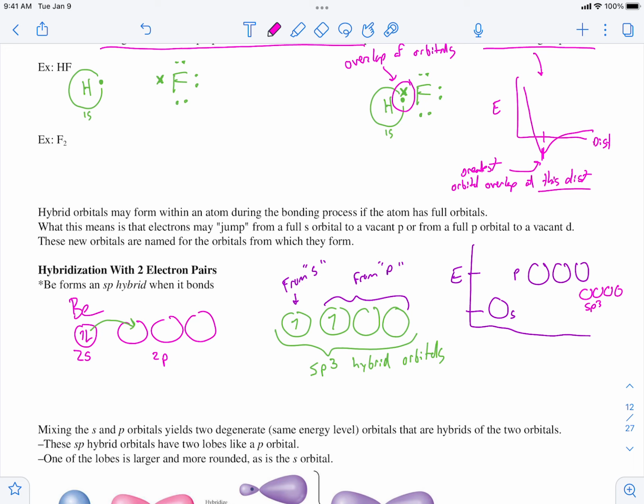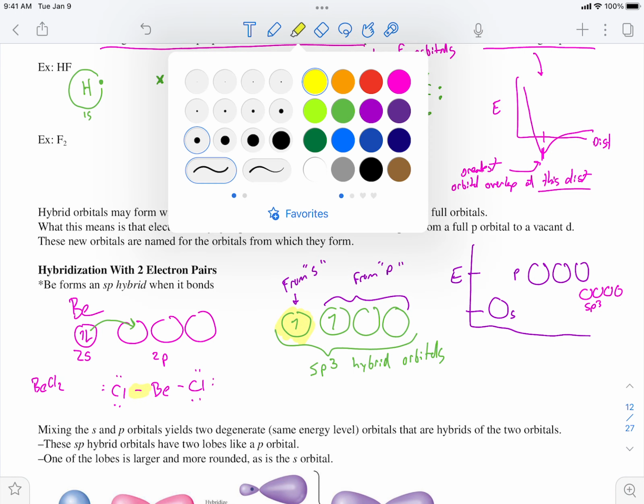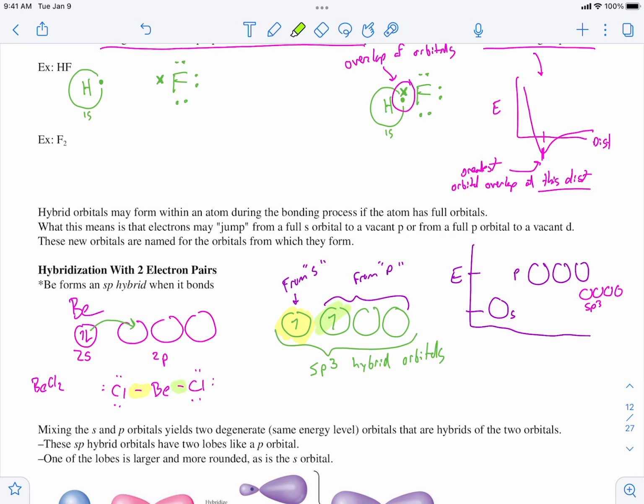When we draw BeCl2, for example, we draw the Lewis diagram to look like this. And this bond here correlates with this orbital. This bond here correlates with this one. Okay, so this is a simple 2-electron pair molecule.